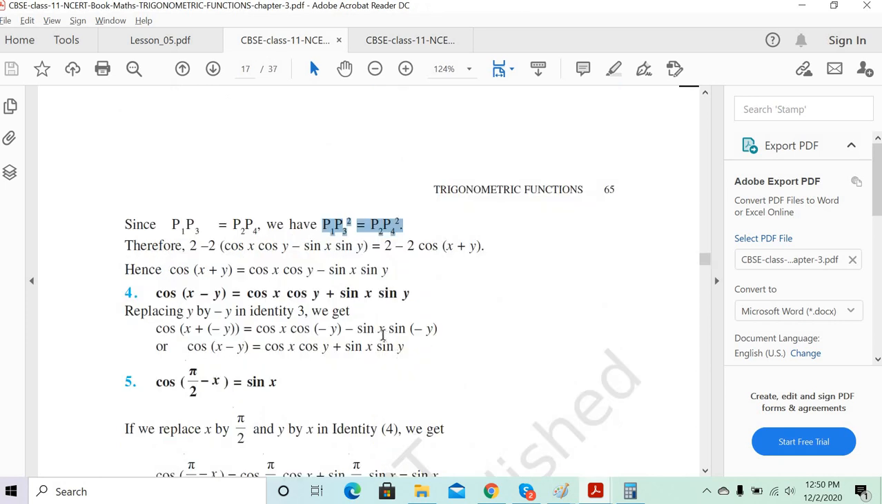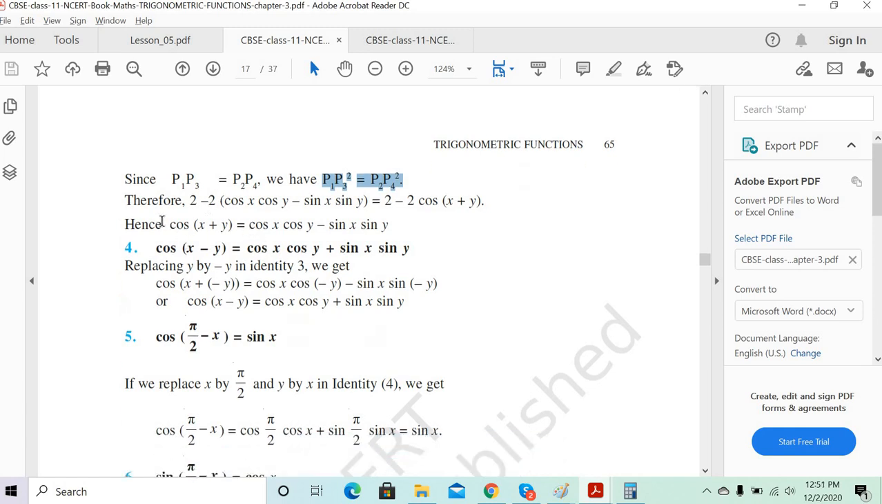Done, Tanisha. What's the answer you got? Sir, what is cos x plus y is equal to cos x cos y minus sin x sin y? Excellent. So this is what we started with, isn't it? We wanted to prove this. Yes, sir. So in the place of x, you can write a, and in the place of y, you can write b. So it becomes the cos a plus b formula: cos a cos b minus sin a sin b.